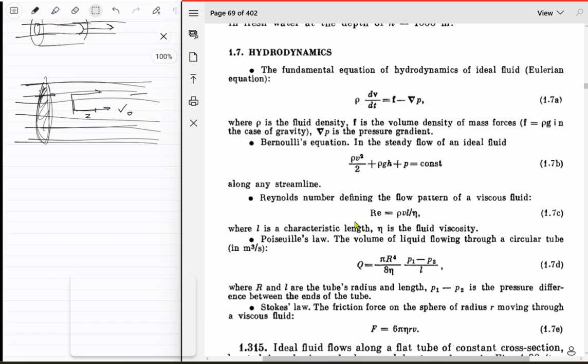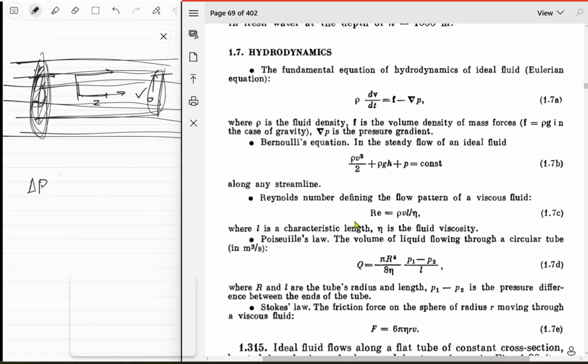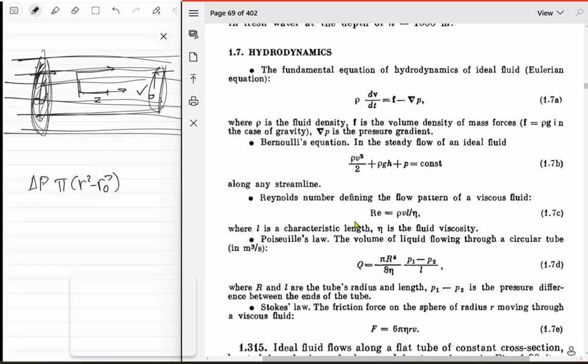The way the derivation goes is just consider this cylindrical volume with another cylindrical volume taken out of it, right? And you just do the F equals m a thing on this. So you will have a change in the pressure along the z direction, of course. So you just say delta p times the area of this thing, which is pi r squared minus pi r naught squared, let's say this thing is r naught. This is the force put on it by the pressure, right?